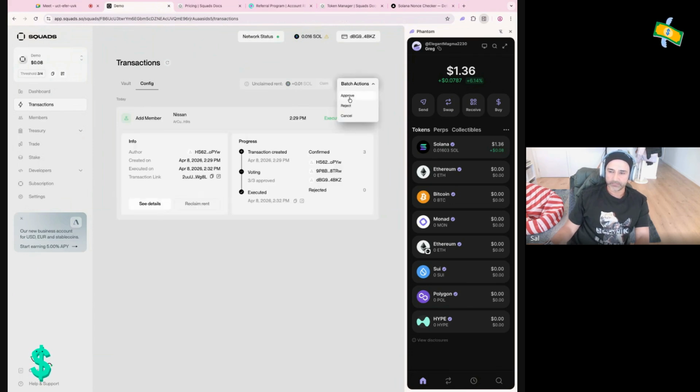Another cool feature, you can approve and reject in batches if there's a few transactions there. Okay, cool. No worries, man. Yeah, cool. All right. So that's that.